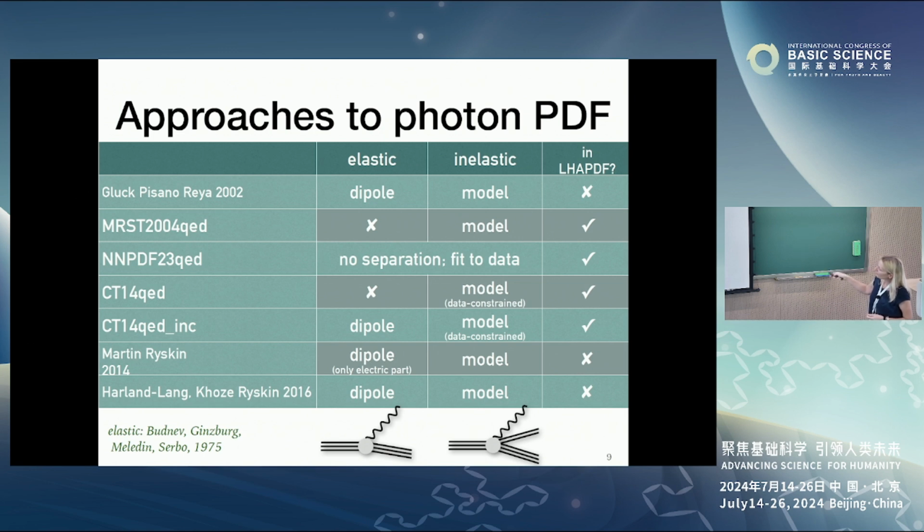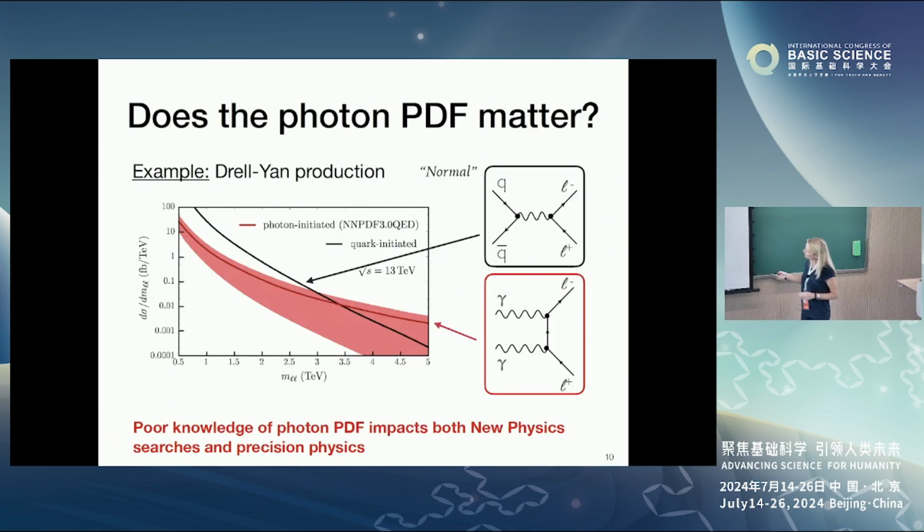Different groups have looked into the problem. They considered only the inelastic or both elastic and inelastic. If there was an elastic component, typically it was parameterized in a so-called dipole approximation for the form factors. And some of these were implemented in a public tool. But the situation was really unsatisfactory from that point of view. So one can ask, does this really matter if you do collider physics? Do photons actually matter or not?